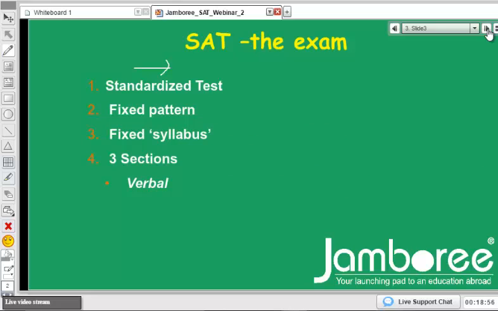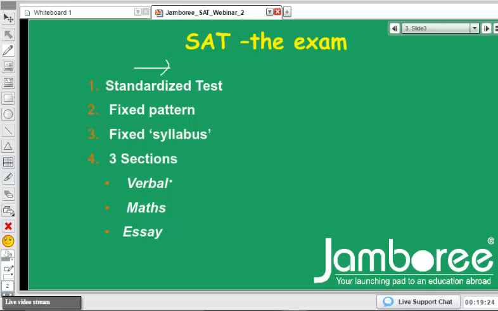So there are 3 sections, as all of you probably know. I would not call them sections, rather 3 segments: verbal, math, and the essay. In verbal there are 2 sections: one is writing and the other is reading comprehension. In maths also there are 2 sections. In one section you are not allowed to use the calculator. In the second section you are allowed to use the calculator, right? So there are 2 math sections and 2 verbal sections, and then there is the essay, right?